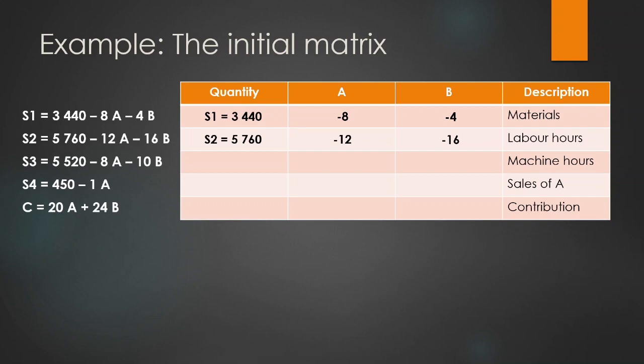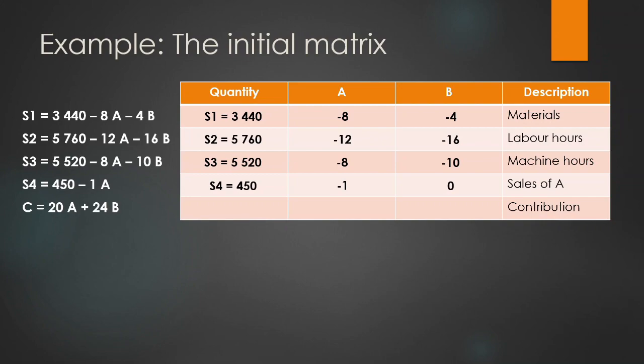Great, you've got this. For machine hours, S3 is equal to 5,520 in the quantity column. We have -8 in column A and -10 in column B. For product A sales, we have S4 is equal to 450 in the quantity column, -1 in column A, and 0 in column B. Our last step then is to deal with the contribution line.